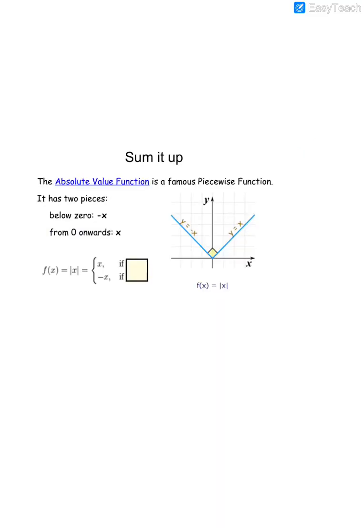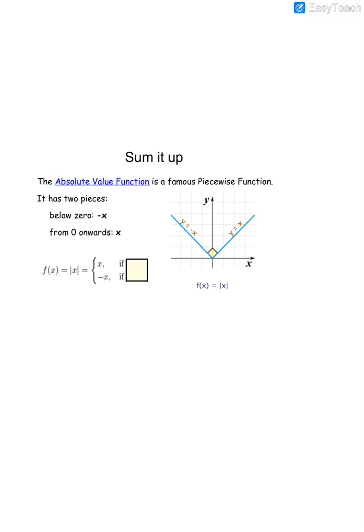And then we'll move on to gold. Okay. The absolute value function is a famous piecewise function. It has two pieces. Below 0, it is negative x, and above 0, it is x. Basically, it's taking two lines and putting them together.